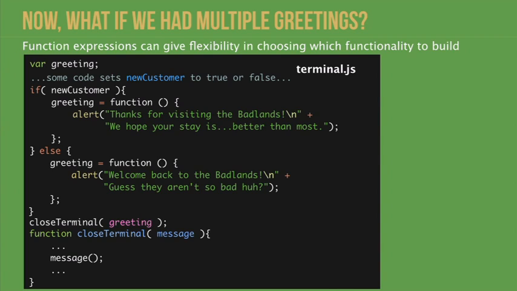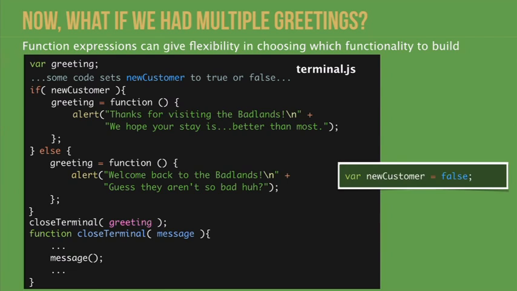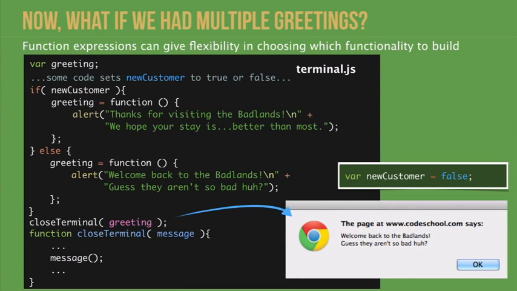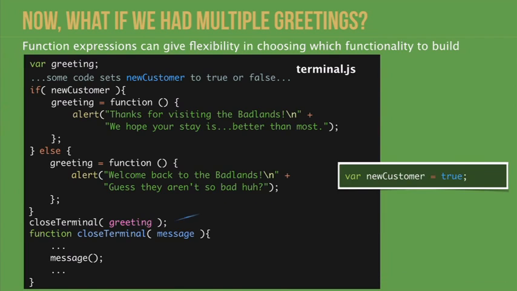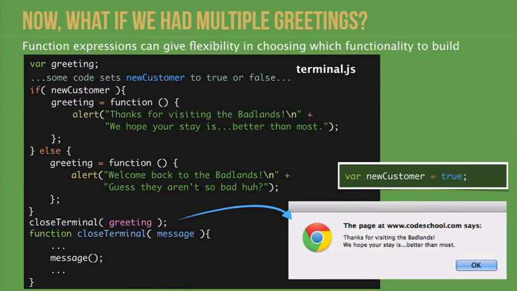And we'll say, welcome back to the Badlands. Guess they aren't so bad, huh? So that's for our old customers, people that have been to the Badlands before. So now you can notice that we have two possible greetings with one variable. Let's see what we can do with that. So now, if new customer somehow was set to false by our terminal, we know that when we would pass the greeting variable into closed_terminal, we would get the old customer message. Welcome back to the Badlands. Guess they aren't so bad. And then if we were to also change new customer to true, we can see the message that comes up is exactly the old one that we had built before.